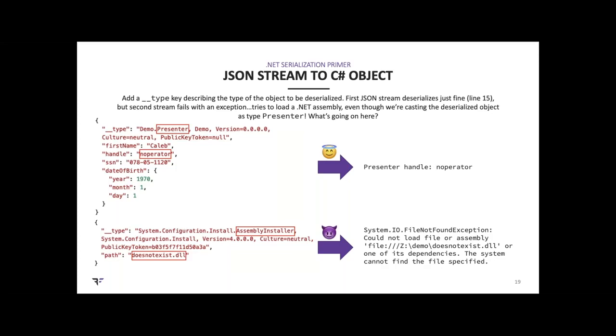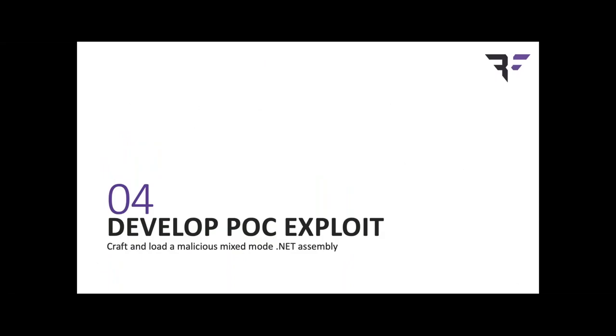Instead, you see an exception here that says, hey, I tried to load an assembly, a .NET assembly, a DLL, and I couldn't find it. And that's because it didn't exist. But I wanted to point out that this error tells us that it's actually trying to instantiate this assembly installer object and load a DLL into memory, which is super interesting. And let's see if we can find a way to exploit this.